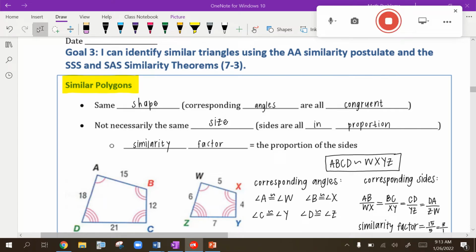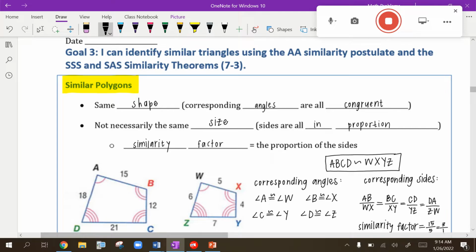Welcome back, everybody. Yesterday you learned a lot about proportions and solving them and ratios. Today we're going to apply some ratios and proportions to similar figures. I'm going to teach you what similar figures are and then how to identify specifically similar triangles using some shortcuts: angle-angle, side-side-side, and side-angle-side.